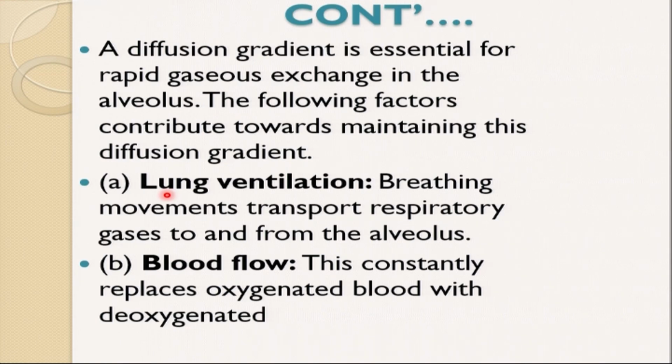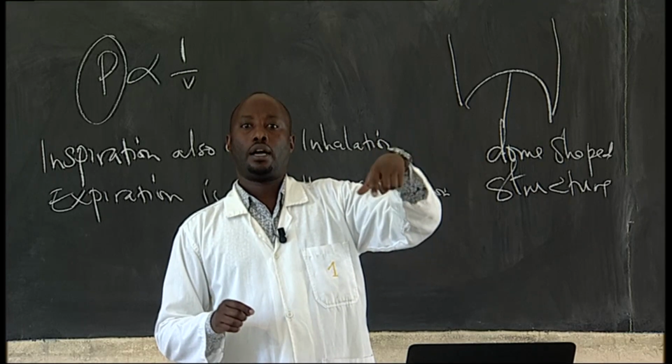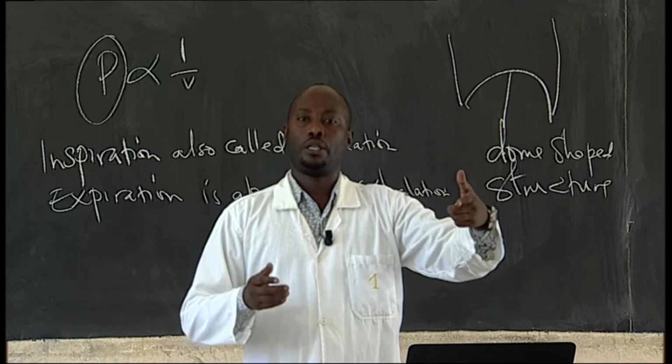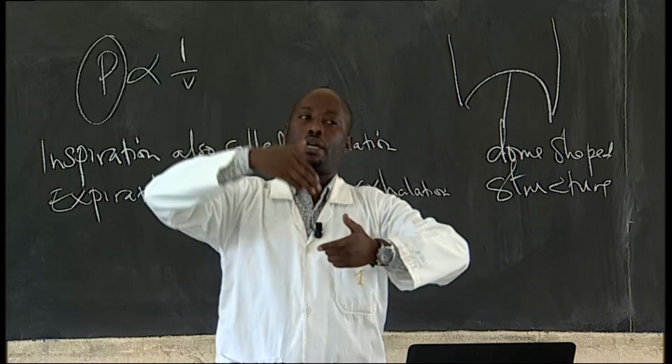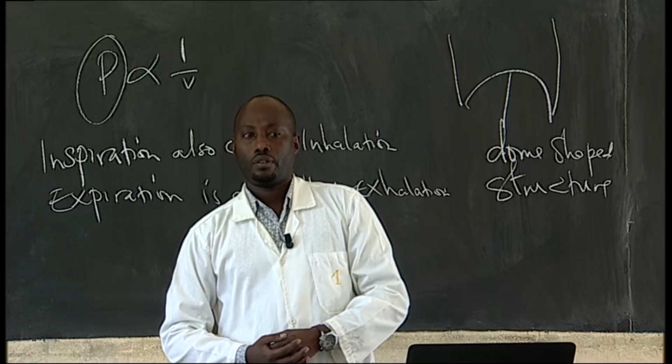The breathing movements transport respiratory gases to and from the alveoli. Number two, the blood flow. This constantly replaces oxygenated blood with deoxygenated blood. We have seen on the diagram of gaseous exchange in the alveoli that oxygenated blood must be replacing deoxygenated blood in the blood capillaries.